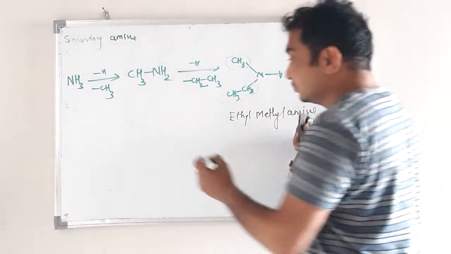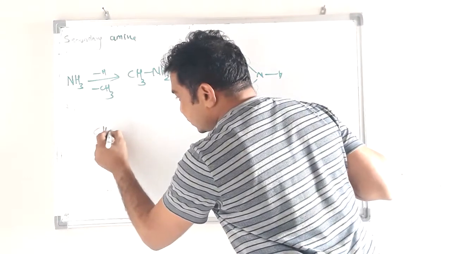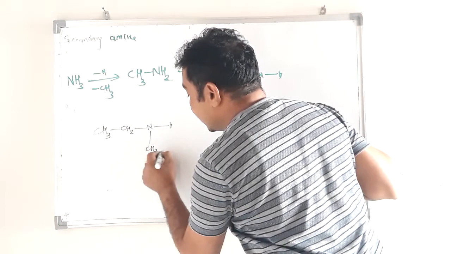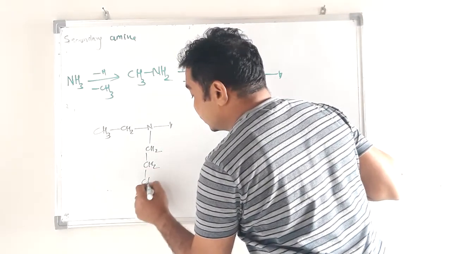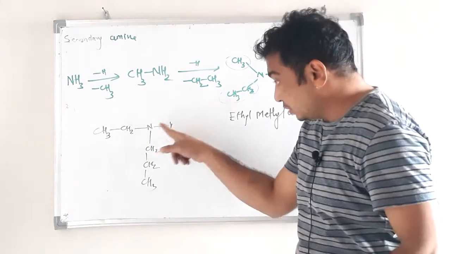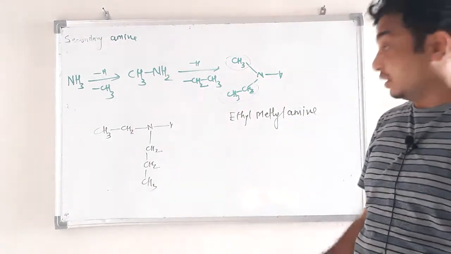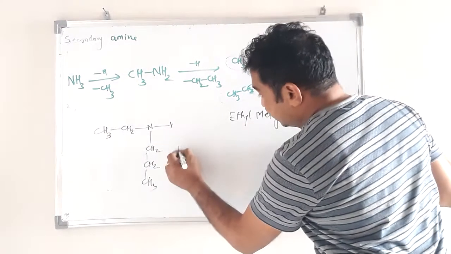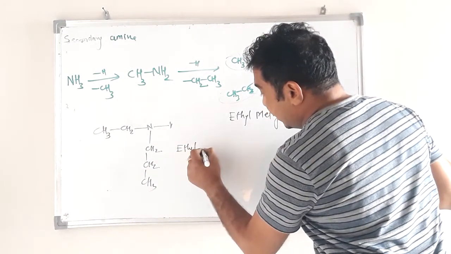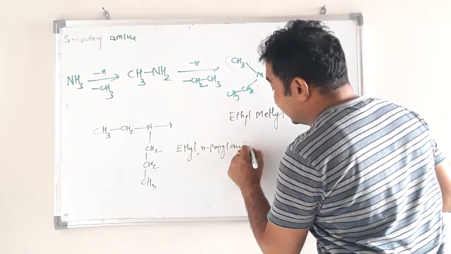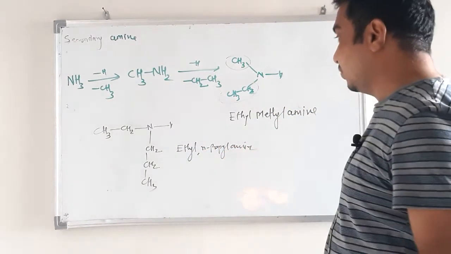Similarly, what is the name for this? CH3CH2NHCH2CH2CH3. It is a secondary amine. Remember, nitrogen having one hydrogen means it is a secondary amine. N-propyl, ethyl, so E comes first. Ethyl n-propylamine. That is the common name for this amine.